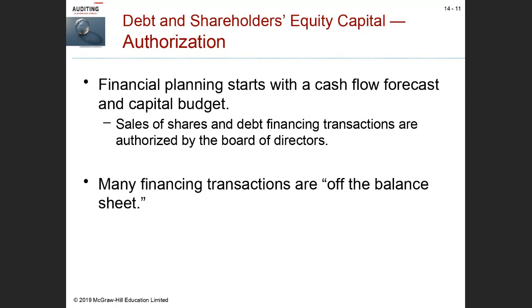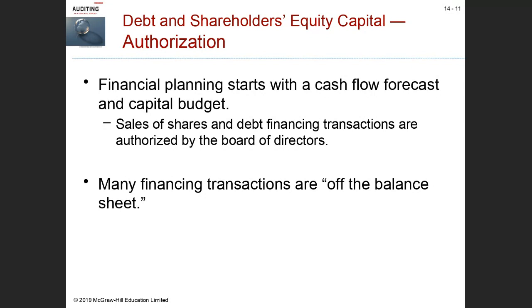Okay, so the first one, again, we've seen in the other cycles, authorization. So in order to have control at a high level and ensure transactions are properly authorized, what should we have? Just what I mentioned a minute ago, a cash flow forecast, right? Where is the money coming from? So it might be coming from revenue transactions. It might be coming from issuing debt. It might be coming from issuing shares. And then how are we spending it, right? Our capital budget. So are we buying land, buildings, equipment, buying other companies, etc.